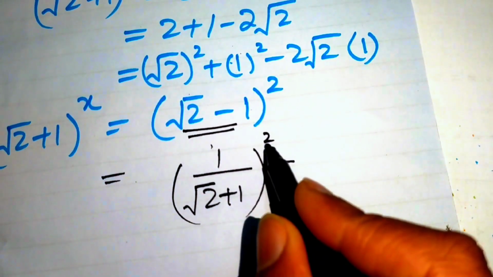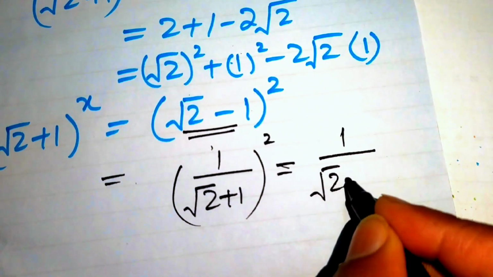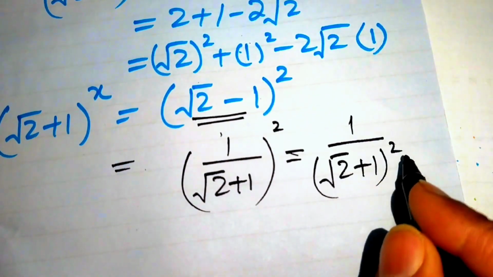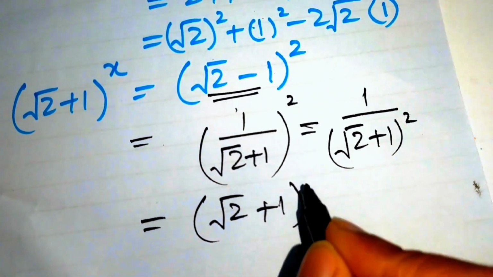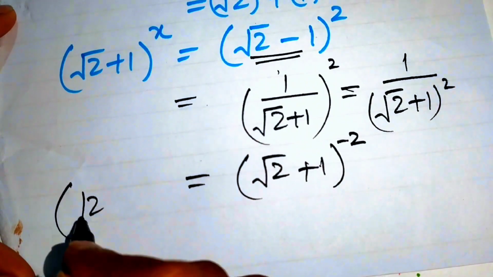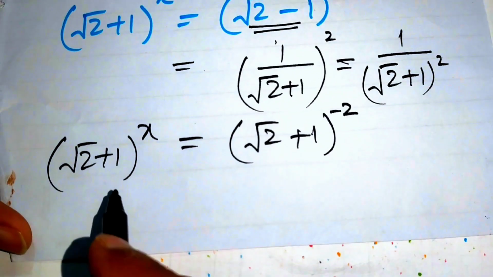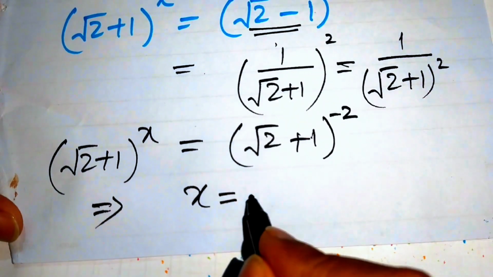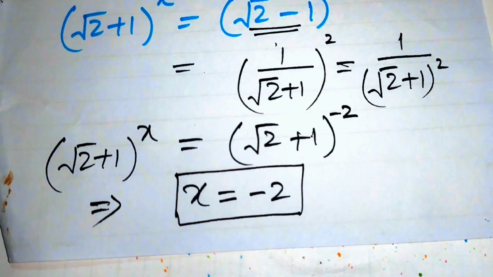So now first we separate the square on both of the terms, and we get 1 over (√2 + 1)^2. And now we move the √2 + 1 to the upside, and we write it as (√2 + 1)^(-2). But in the left hand side we have (√2 + 1)^x. So now we compare both of the sides, and you see that the bases are the same, so we equate the exponents, and here we get the value of x equals -2.